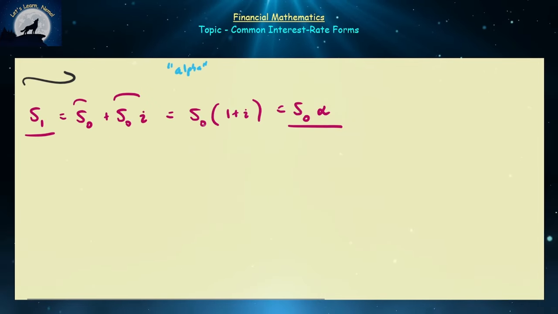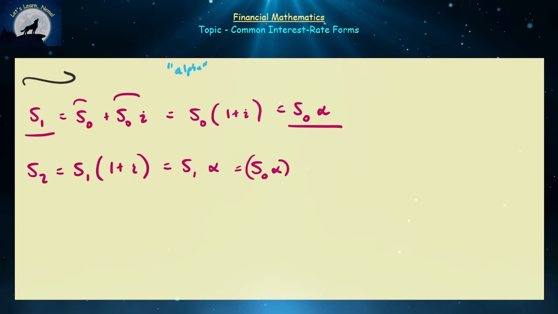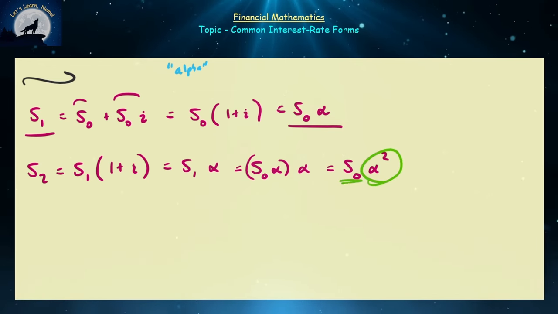If we look at, for example, S2, well, S2 is going to be equal to S1 times 1 plus I, but that's just the same as S1 times alpha, and S1 is the same as S0 times alpha, so that's S0 times alpha times alpha, which is just S0 times alpha squared. So what does alpha squared do? Well, it moves S0 two places into the future of our timeline.